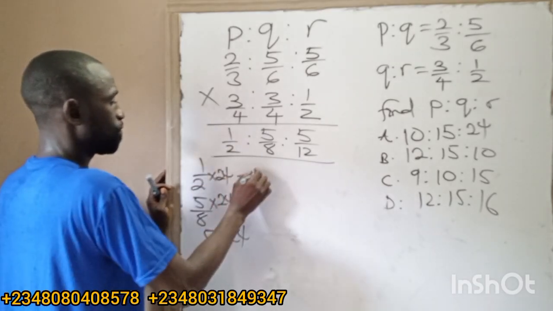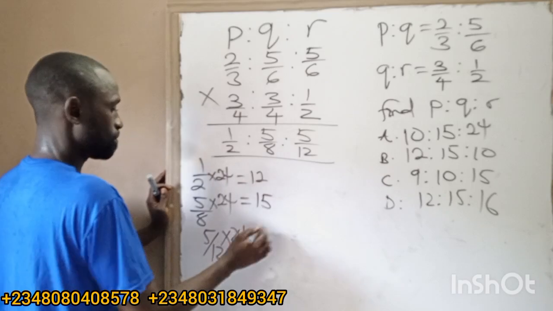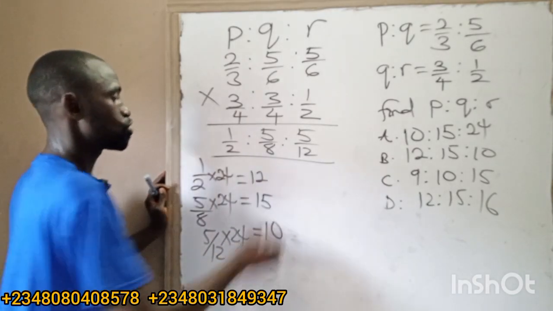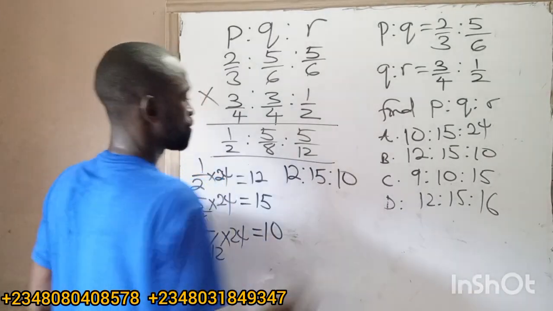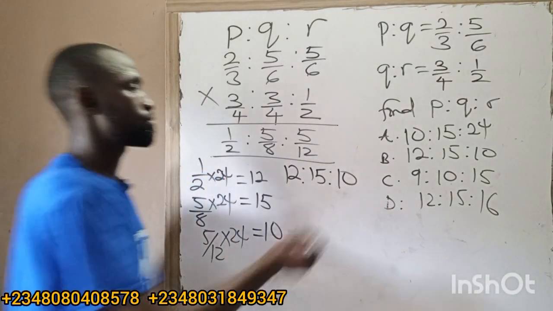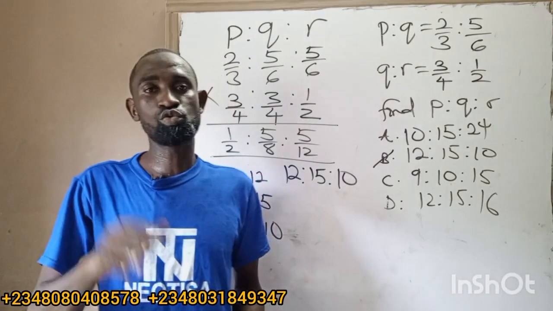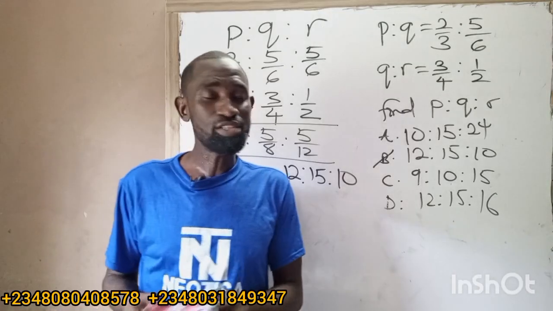Two into 24 is 12. Three into 24, three times 5 is 15. Two into 24 is 12, times 5 is 10. So our answer is 12 ratio 15 ratio 10. So option B. So that is the shortcut that we use to solve questions on ratio of this form. Okay, that's the shortcut.